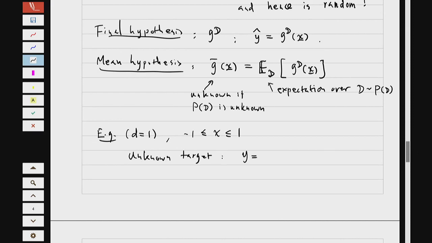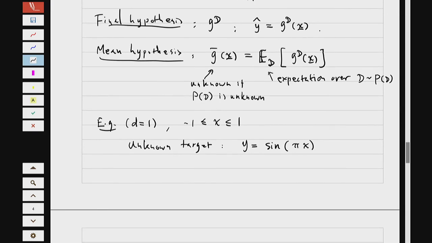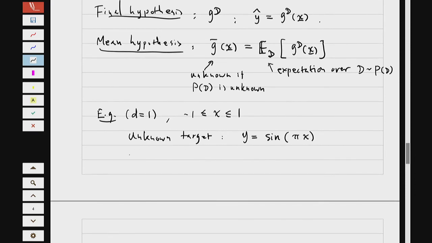So y is sine of pi of x, like that. Okay? It's there, but we don't know, right? The machine does not know anyway. The machine has to learn what this function is. And what is a training data set?